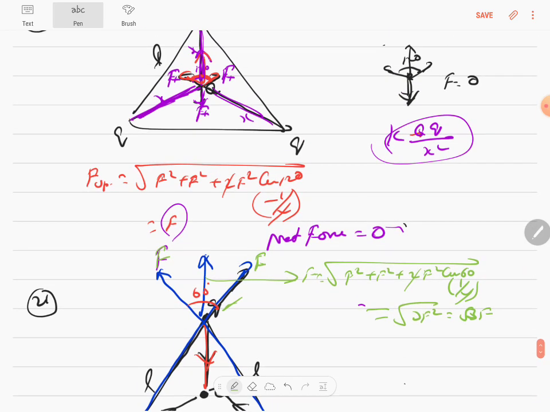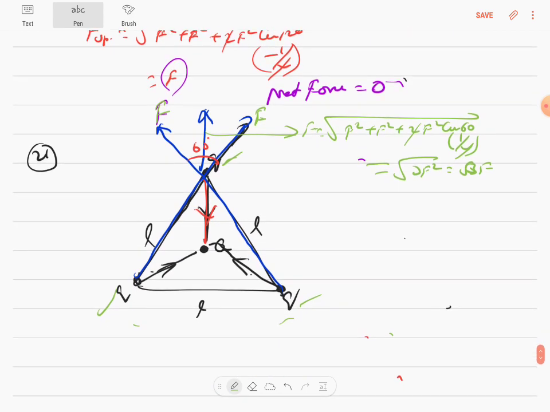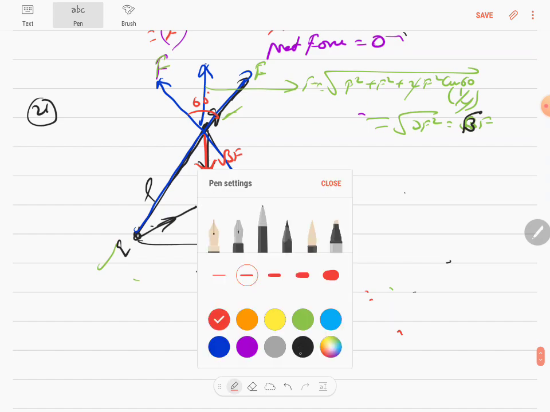So if you can remember, at 120 degrees the resultant will become F, but at 60 degrees the resultant will become root 3 F. This is the moral of the story. If you can remember it, very good. So the resultant is root 3 F, and the same root 3 F should be the downward red color force that the charge should experience for the small q to be in equilibrium.